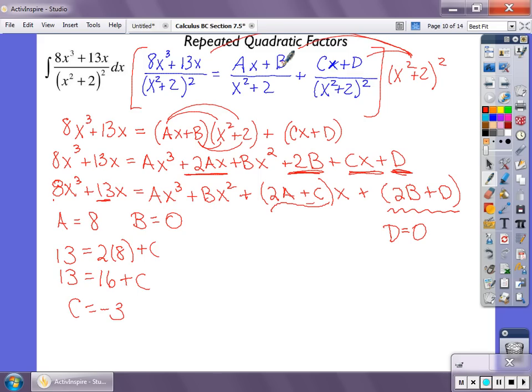And so we're going to be taking the integral of 8x over x squared plus 2 plus negative 3x over x squared plus 2 squared.